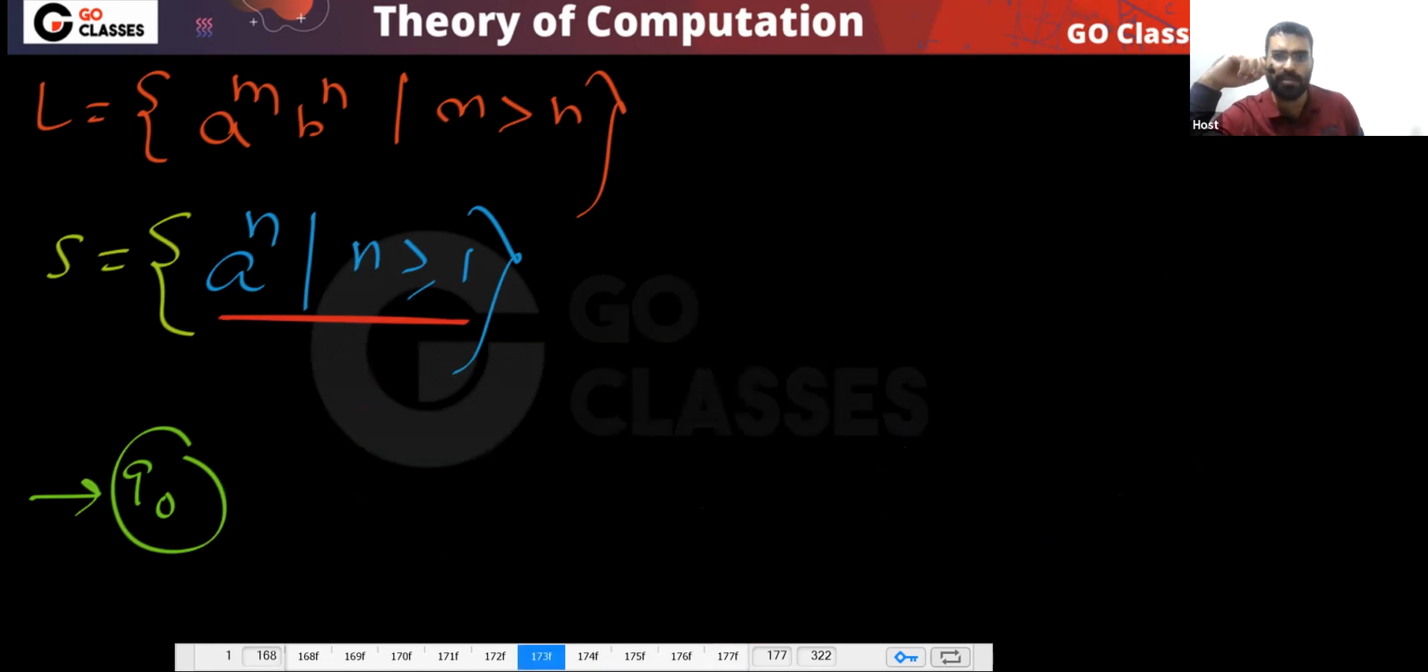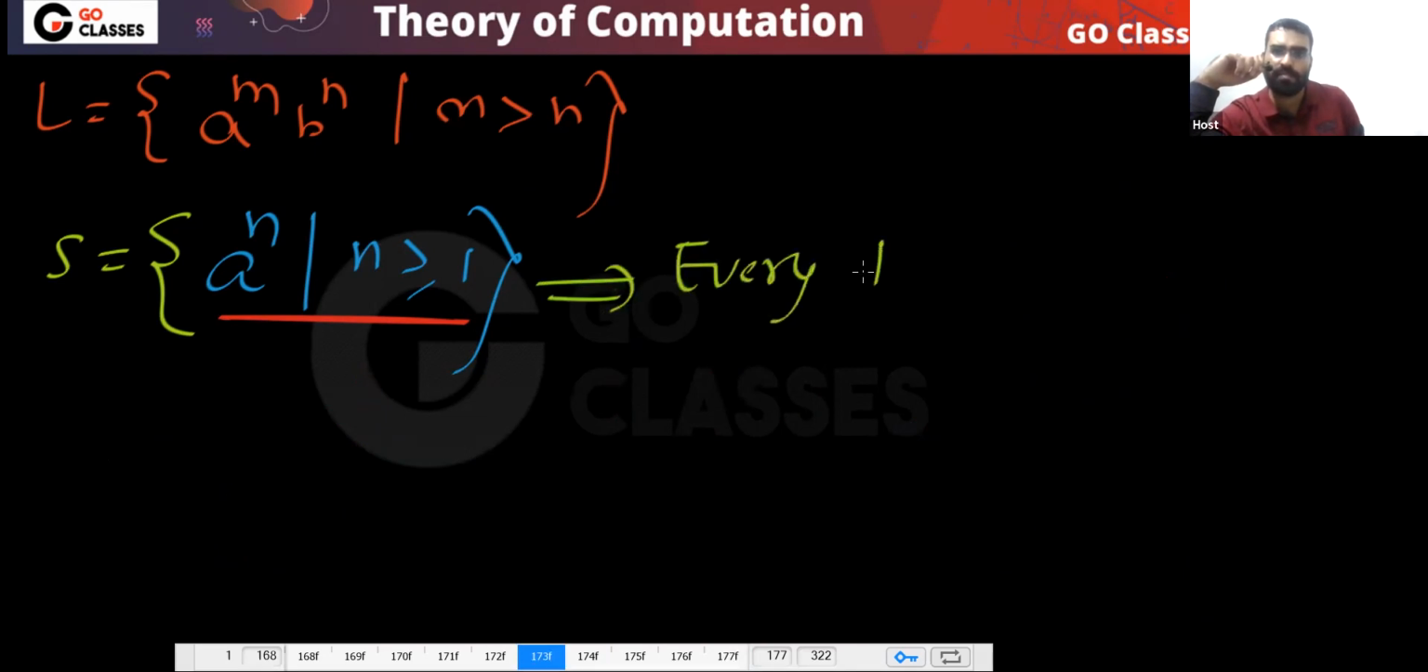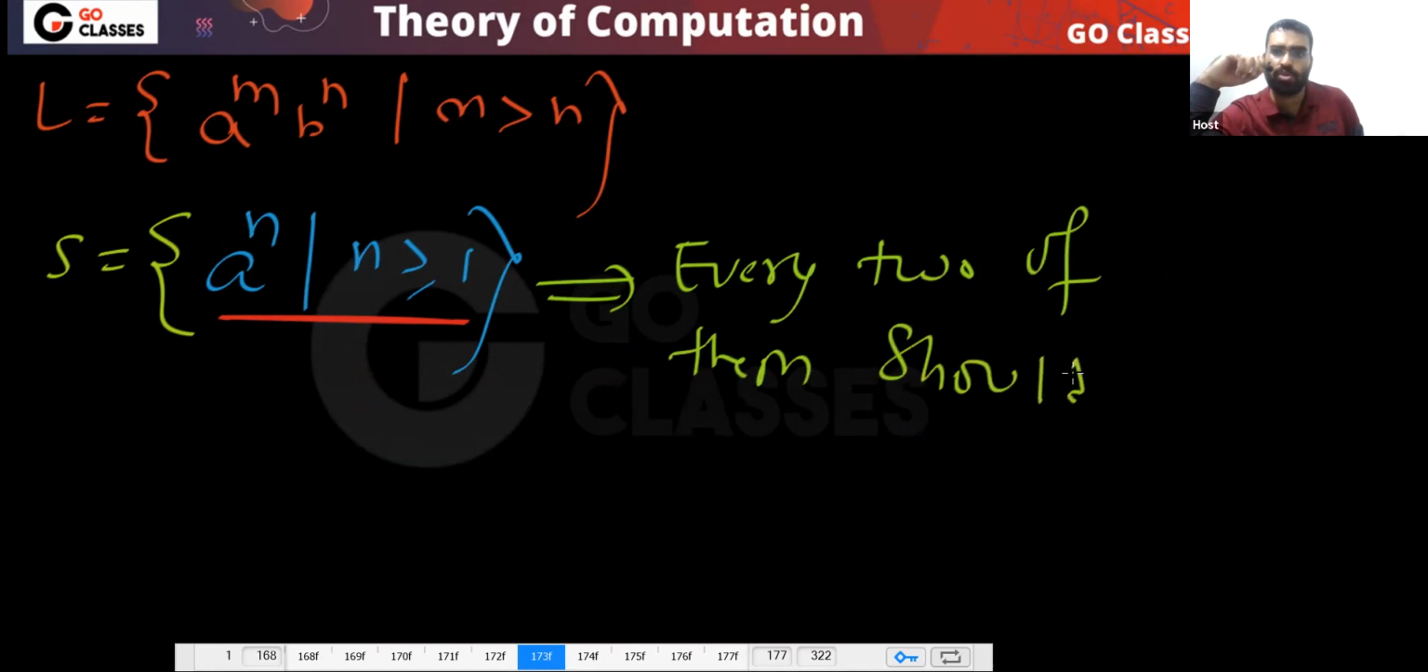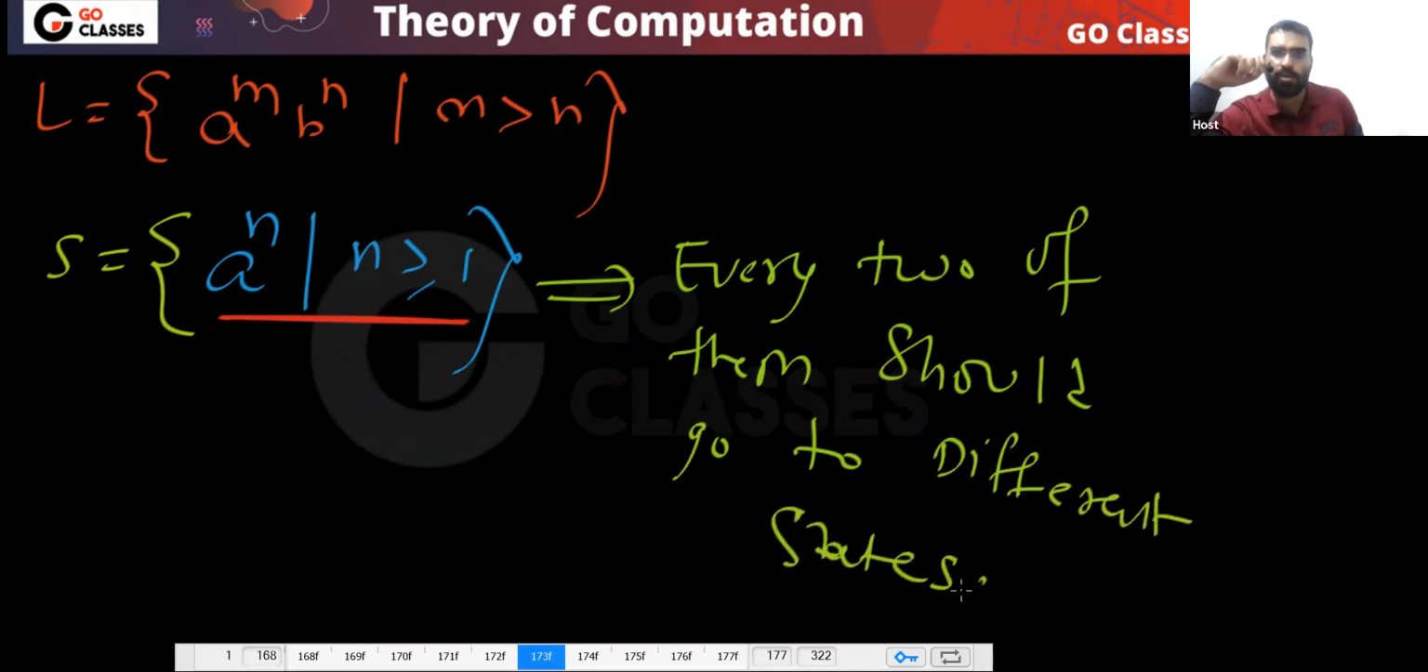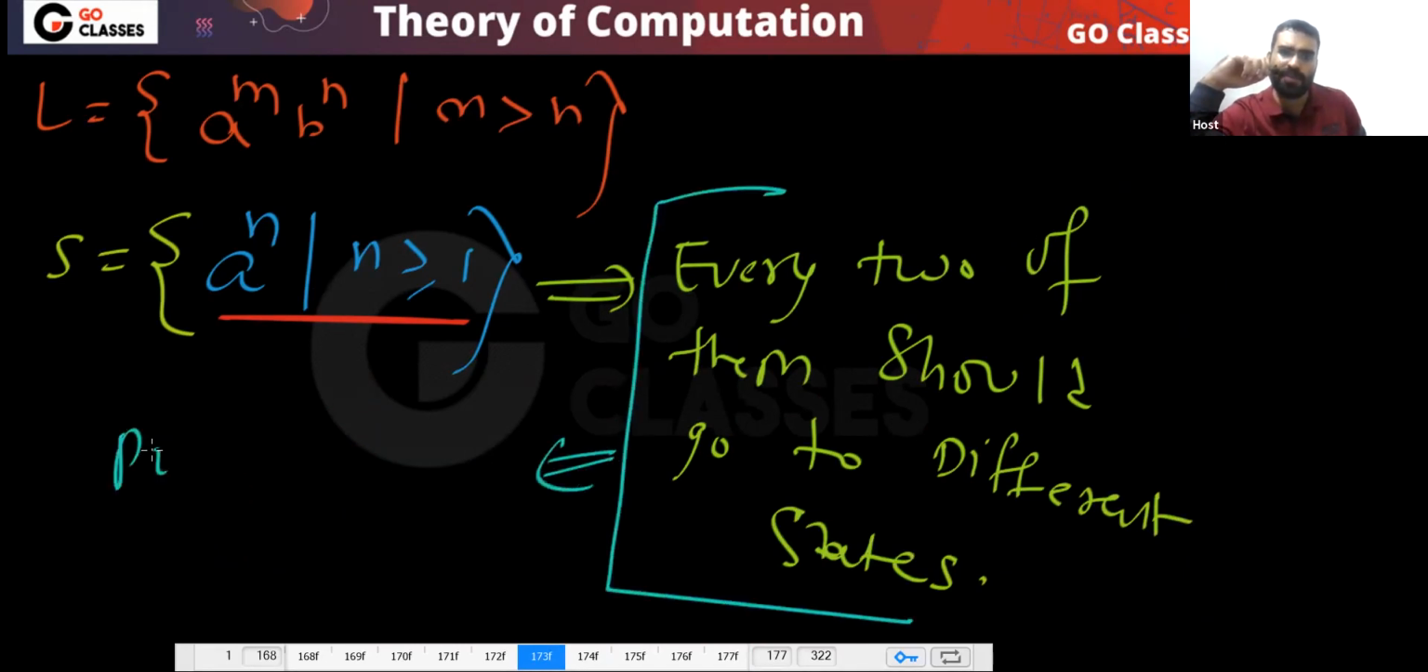So you can notice what we have seen: every two of them should go to different states. But how many are there? Total infinite. So every two of them should go to different states, and poor DFA cannot do this.